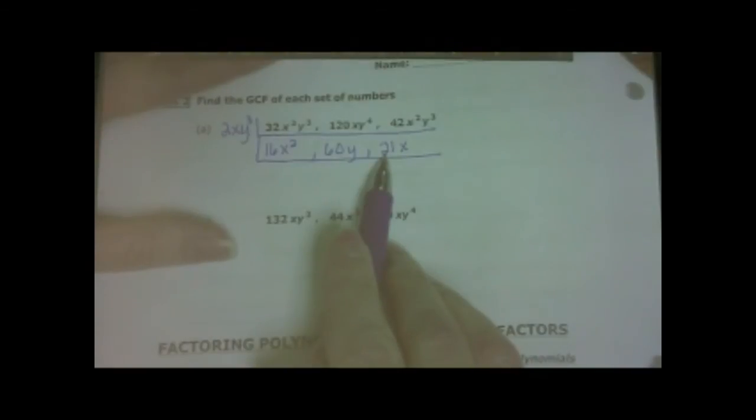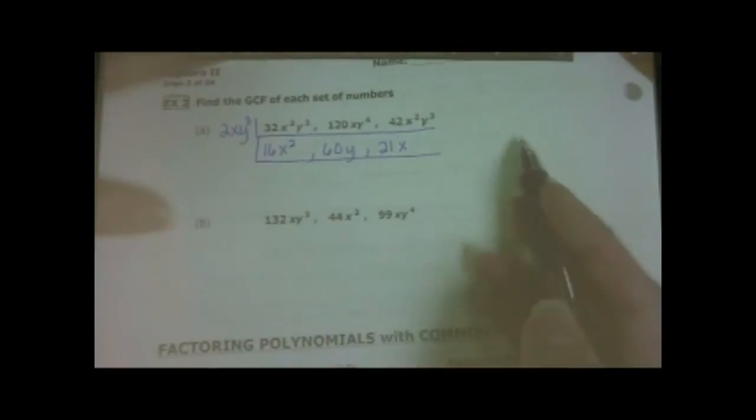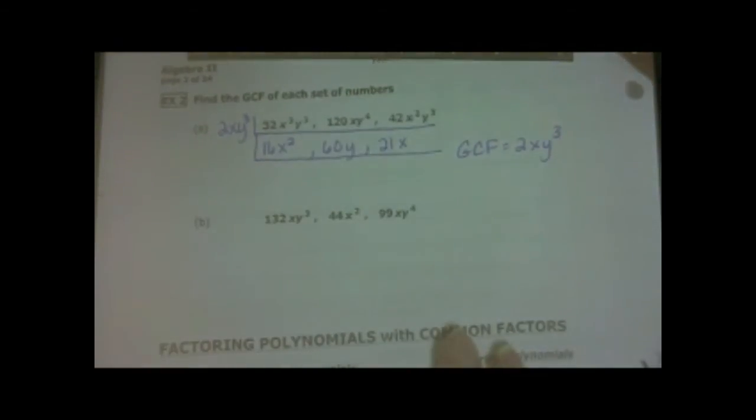Because I know that 16 and 21 have no factors in common, I can't pull any more numbers out. It has to come out of all 3 in order for me to take it out. And this term has a y, this term has an x. They don't have any variables in common, so I can't take any more variables out. So I am done. And my greatest common factor is 2xy to the third.